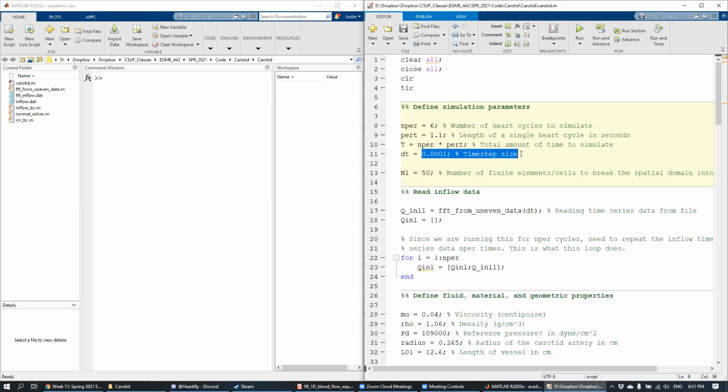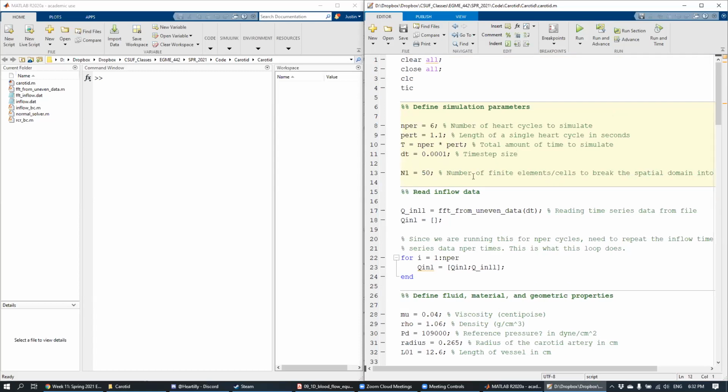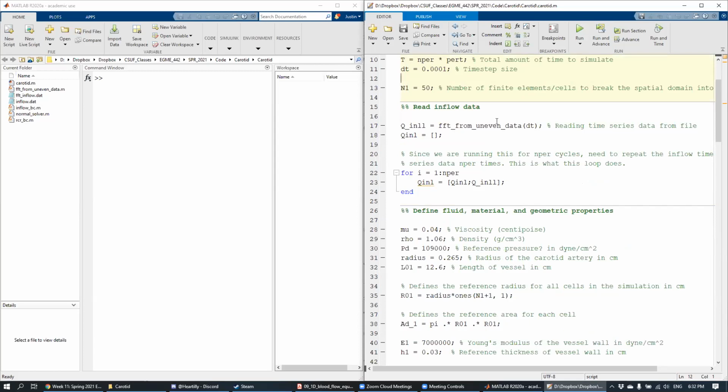And then finally, we set the time step size to be 0.1 milliseconds. Okay. And so that's pretty small, but it's set to that just so that we get an accurate solution, because these 1D equations run very quickly anyway. And so we can take this down quite a bit just to make sure we get an accurate solution. Okay. All right. And so here we can see we have the parameter n1. And so this is the number of finite elements that we want to divide our solution into. Okay. And so we have 50, and that should be perfectly fine for this case.